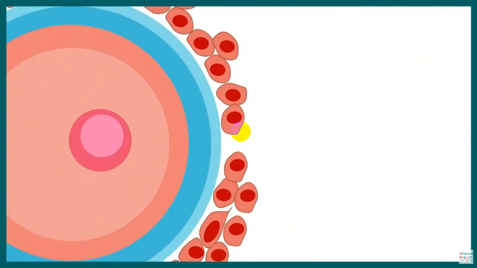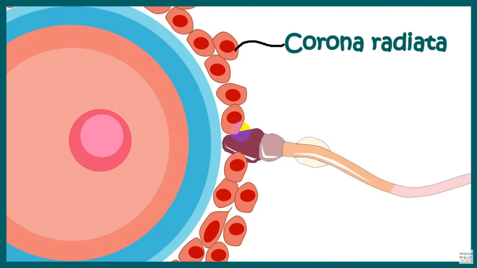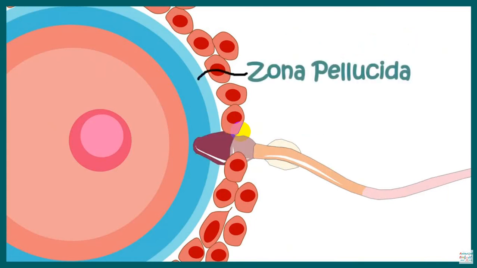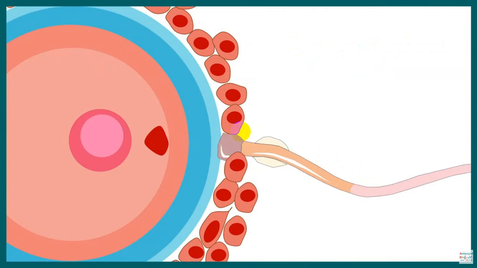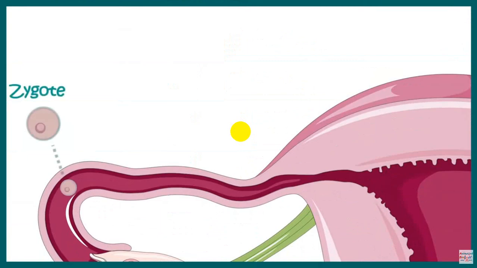Now this penetration process is not easy because there is a thick coating of granulosa cells known as corona radiata. Sperm has to penetrate its way through the corona radiata to reach the nucleus. Then it has to penetrate the zona pellucida. Once it has penetrated all these layers, it would eventually inject its genetic material into the cytoplasm of the ovum. Then the male and the female pronucleus would fuse together to form the zygote.